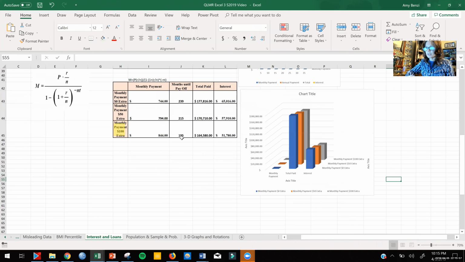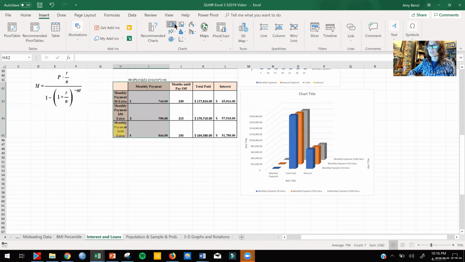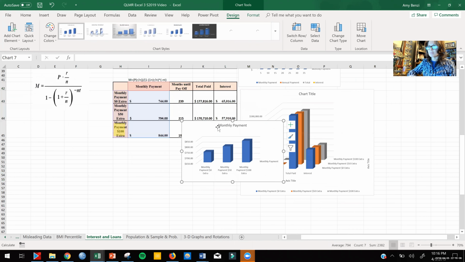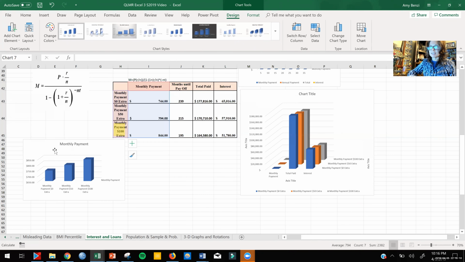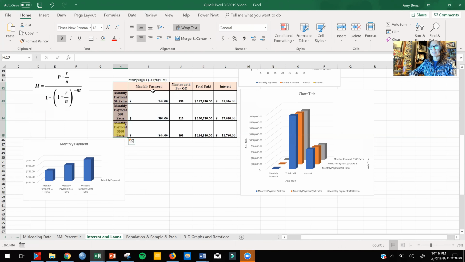And now what we're going to do is we are going to pull apart each of these pieces. So we're going to look at just our monthly payments, and I am going to insert a 3D chart just for that, just the same kind of chart. So there are our monthly payments. You can see that if I pay zero amount, I have a lower monthly payment, and if I pay an extra $100, my monthly payment increases, of course.